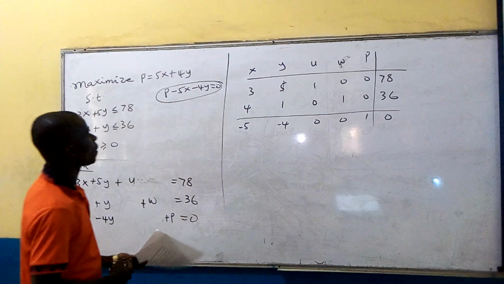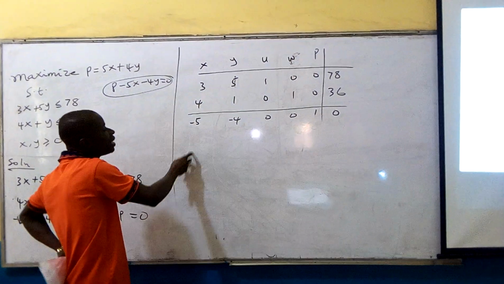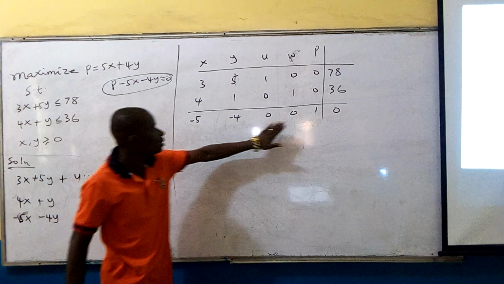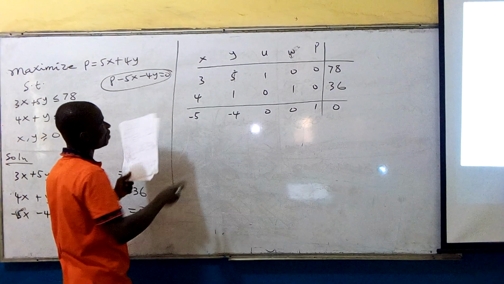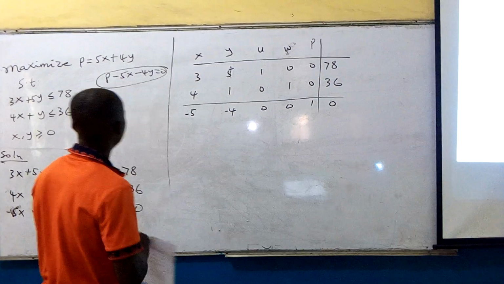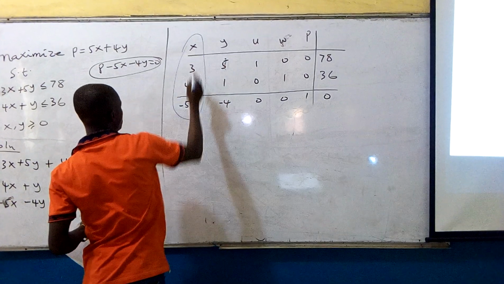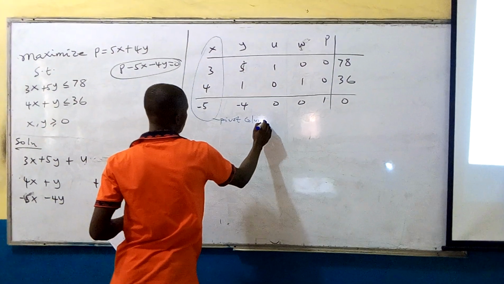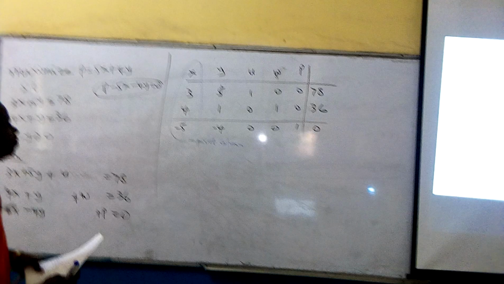So first, from the last row, we look at the most negative value. And the most negative value is -5, right? So this column becomes the pivot column.